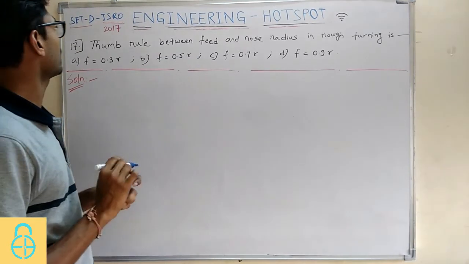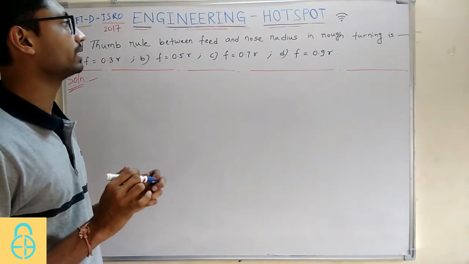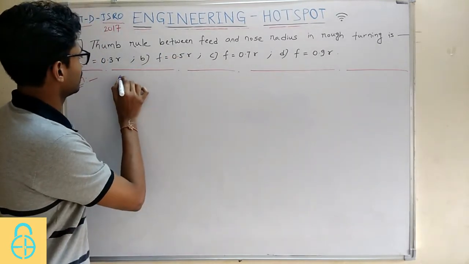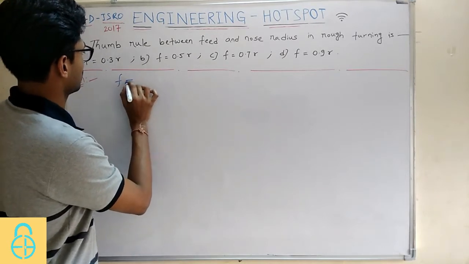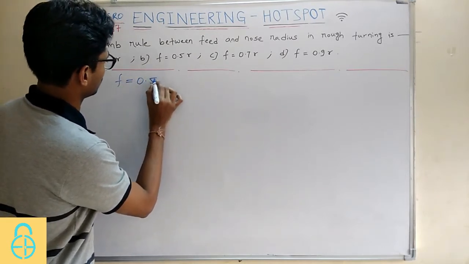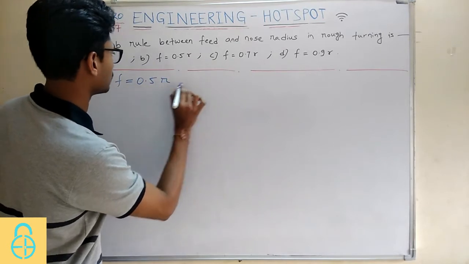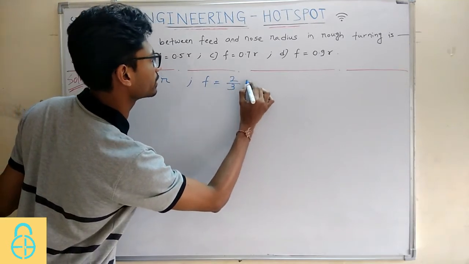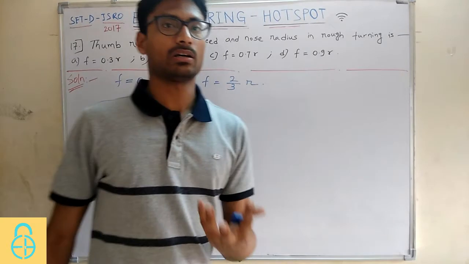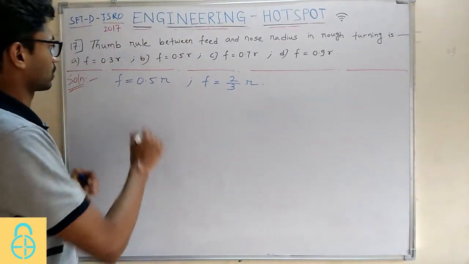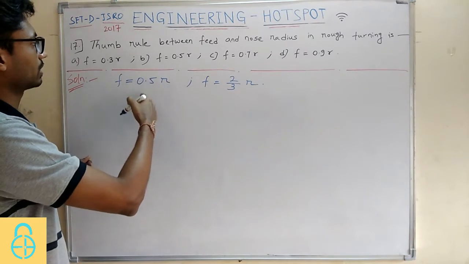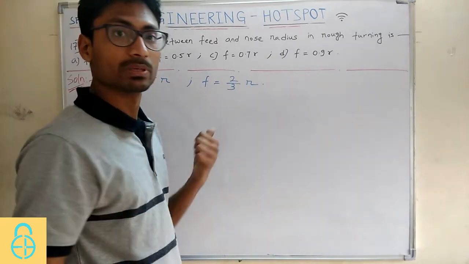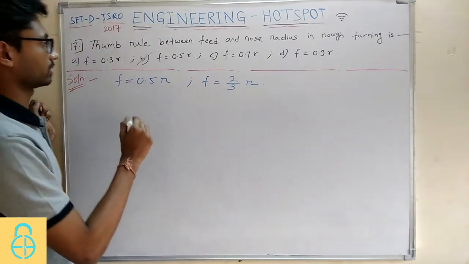So in this question they wanted to know what is the thumb rule between feed and nose radius in rough turning operation. Basically, this question is an industry-based question. In industry, F equals 0.5 R or F equals 2/3 times R is taken for rough turning operation. If you see the options, F equals 0.5 R is there in one of the options. So option B is the correct answer in this situation.